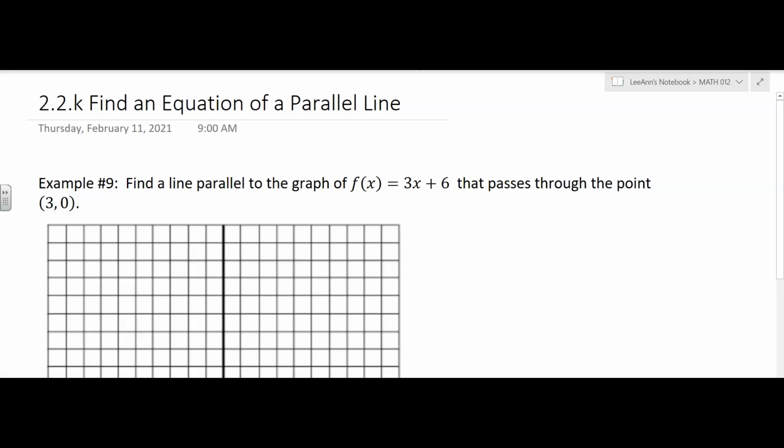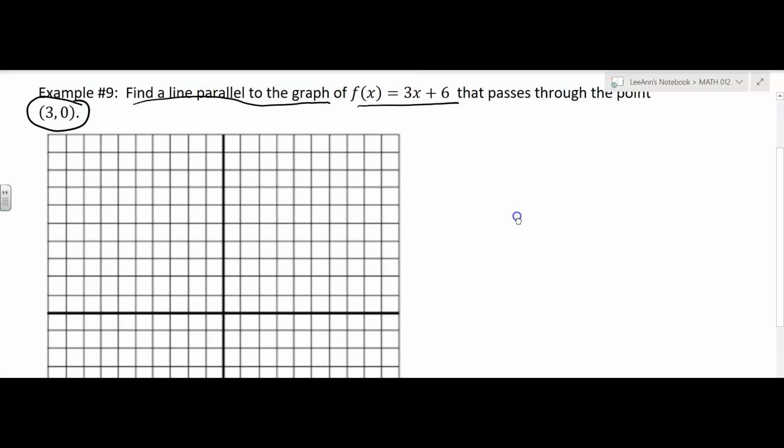Okay, so here they want us to find an equation of a parallel line. It says find a line parallel to the graph of f of x equals 3x plus 6, and it passes through the point (3, 0). Okay, so let me scoot this up a little bit.